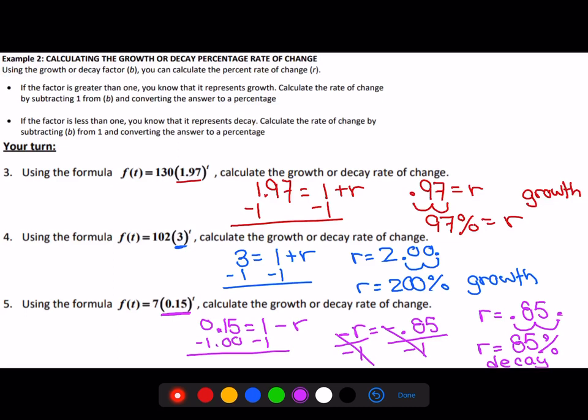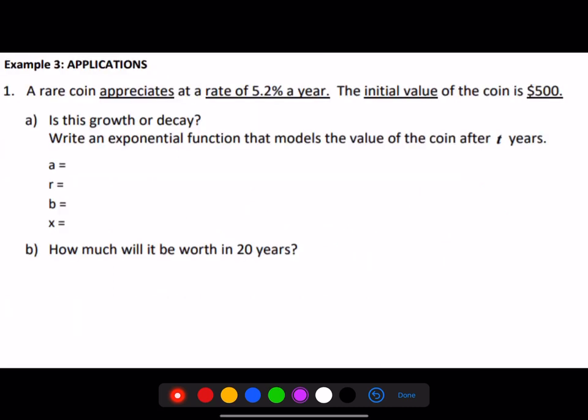All right, only a couple problems left. Some application problems. So for number 3, a rare coin appreciates at a rate of 5.2% per year. The initial value of the coin is $500. Is this growth or decay? So first off, the word appreciates. That means that's growing in value after each day. So this would definitely be a growth function.